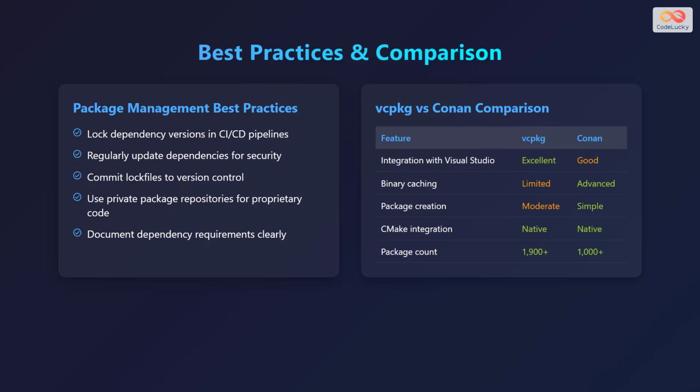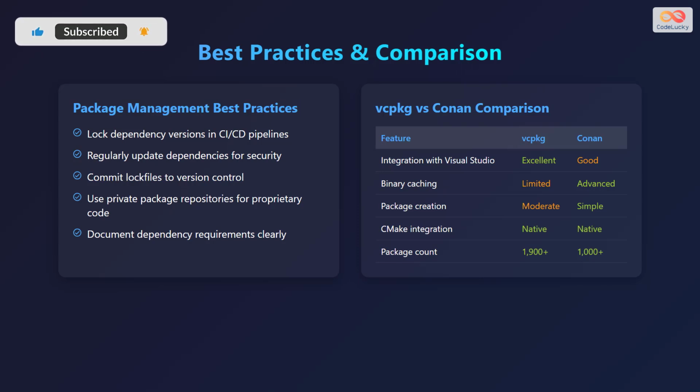Let's discuss some best practices for C++ package management. Always lock dependency versions in CI/CD pipelines. Regularly update dependencies for security reasons. Commit lock files to version control. Use private package repositories for proprietary code and document dependency requirements clearly.